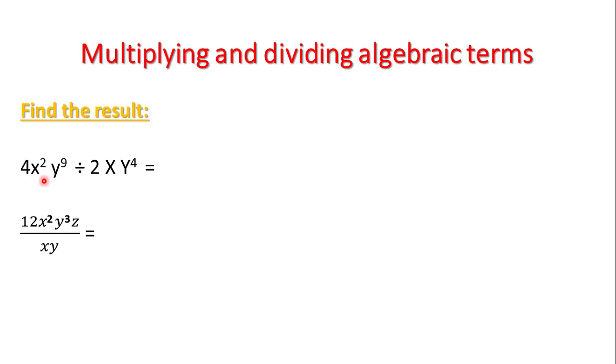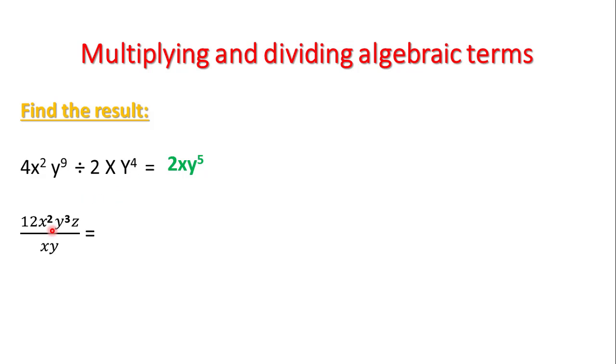Here, for example, 4 divided by 2 is 2. X power 2 divided by x, x means x power 1, so I subtract powers, it will be x. So we have now 2x. Here we have y power 9 and y power 4. I subtract powers, so I have y power 5. So the result will be 2x y to the power 5.